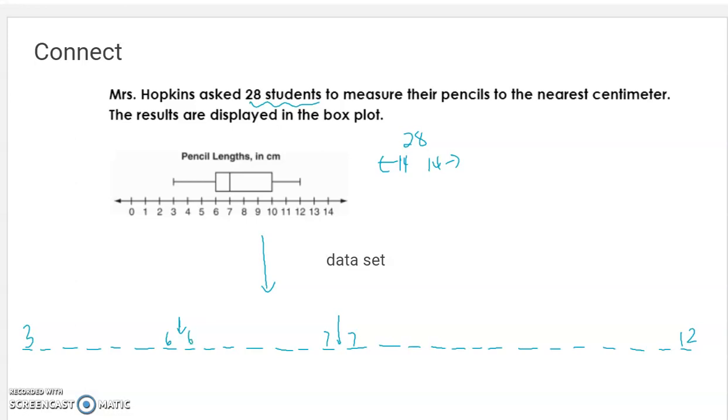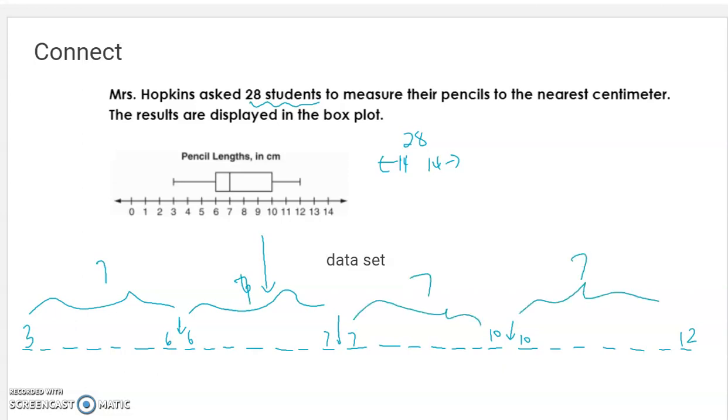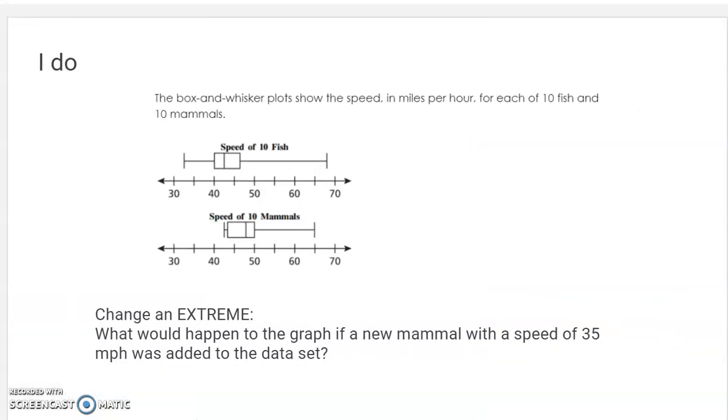Same with this one: 2, 3, 4, 5, 6, 7, 8. The upper quartile is 10, so it could be a 9 and an 11, or it could be two 10s. We don't really know. We can't know all the values in the data set, but we can get some ideas. We would know we have 7 pencils between 3 and 6, another 7 between 6 and 7, another 7 between 7 and 10, and another 7 between 10 and 12, a fourth of the way each. So let's look at some questions that would change box and whisker plots.